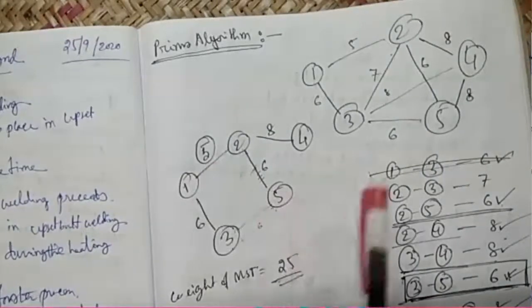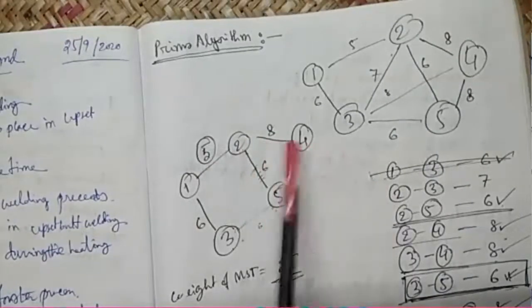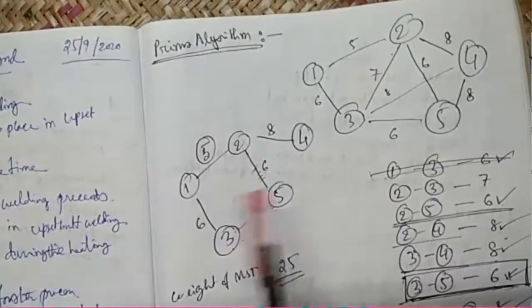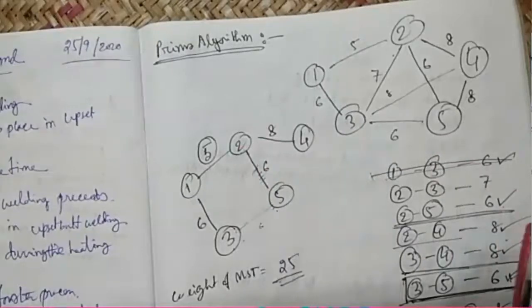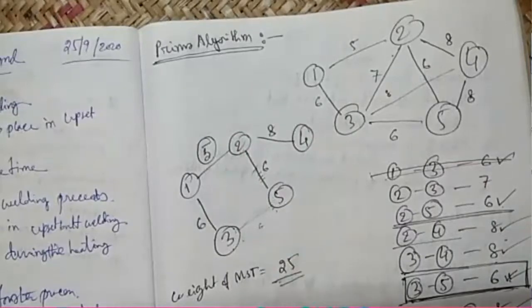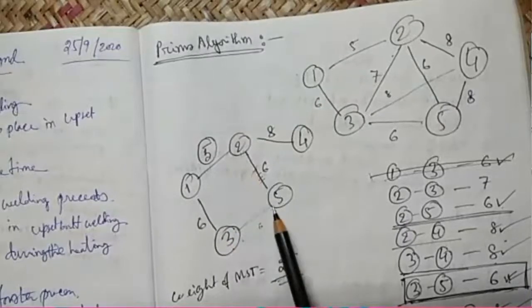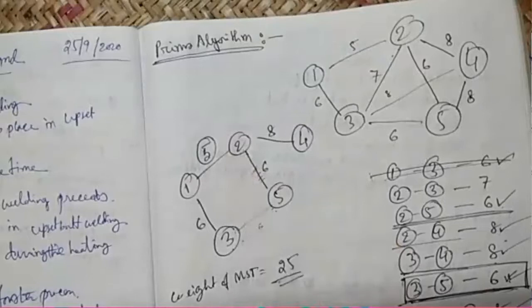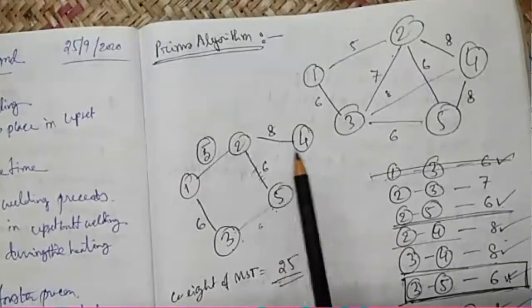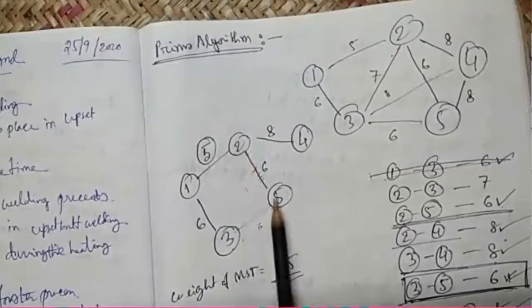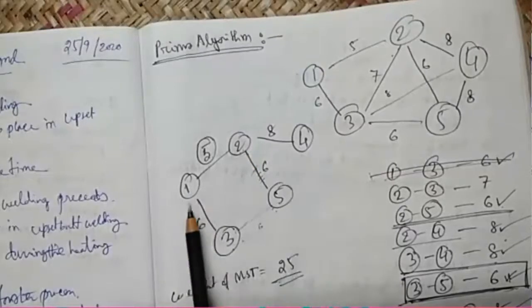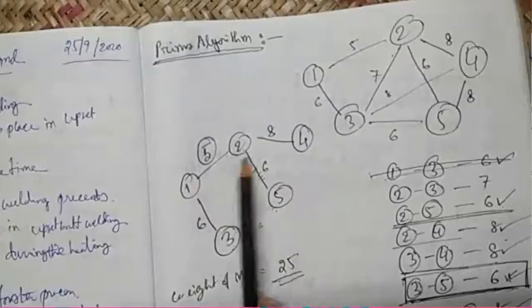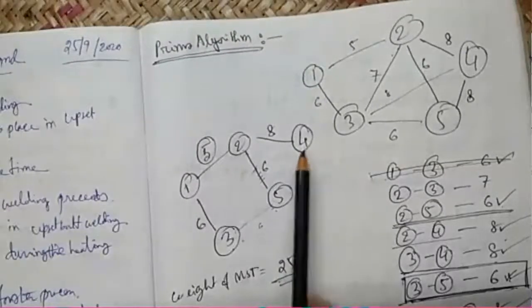If we delete 2 4 in this spanning tree, then the spanning tree divides into two halves. One part is 3 1 2 5, another part is 4. Now how can we join 4 with this part? So 4 either can be joined with 1, with 2, with 5, or with 3.